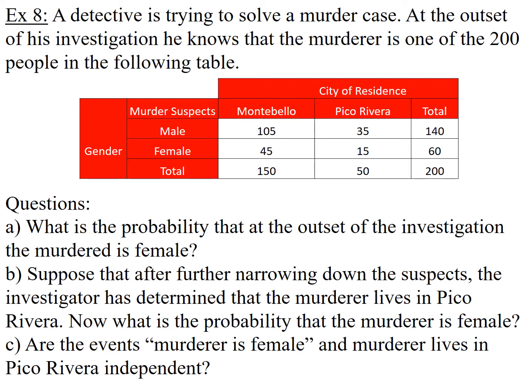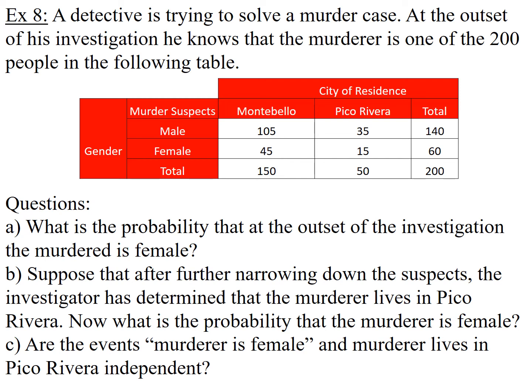We have further information, and then it asks you to find the probability of the same thing. The first one says just the probability the murderer is female. The second one is, given this new information, what's the probability the murderer is female? So B is a conditional probability. And then for part C, it says, are the events murderer is female and murderer lives in Pico Rivera independent?